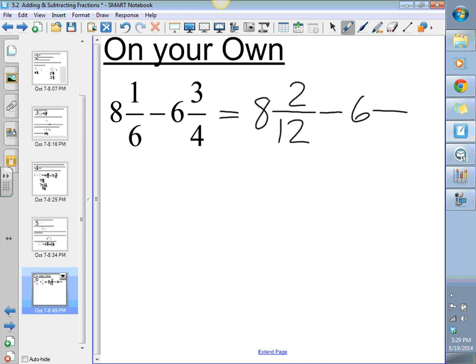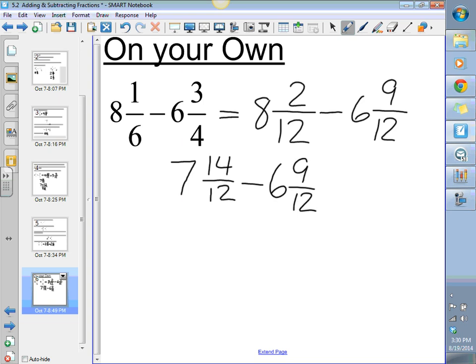6 9/12. And I'm going to borrow 12/12 from the 8, so I get 7 14/12 minus 6 9/12. And I subtract and I get 1 5/12.